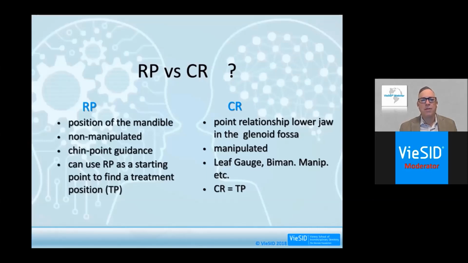Reference position is the position of the mandible, which is non-manipulated. We use chin point guidance, which is a very light guidance. And we can use reference position as a starting point to find a treatment position, if necessary.